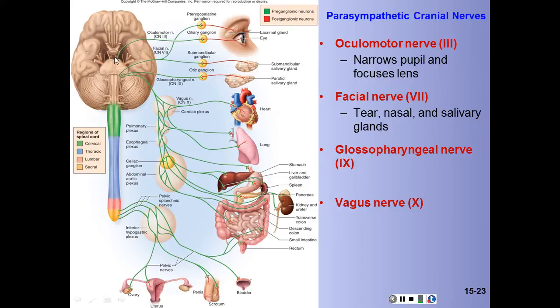The lower branch crosses the middle ear cavity and ends at the submandibular ganglion near the angle of the mandible. The postganglionic fibers supply salivary glands in the floor of the mouth.